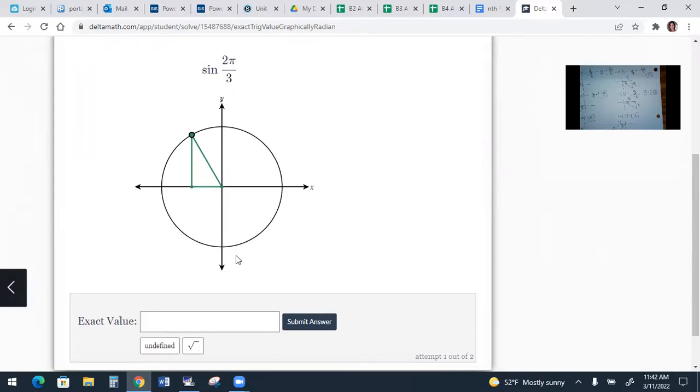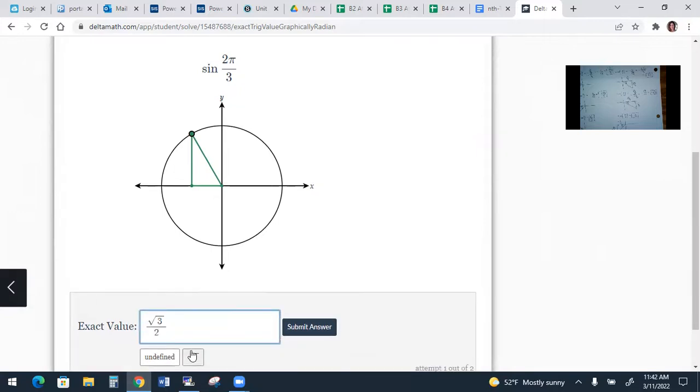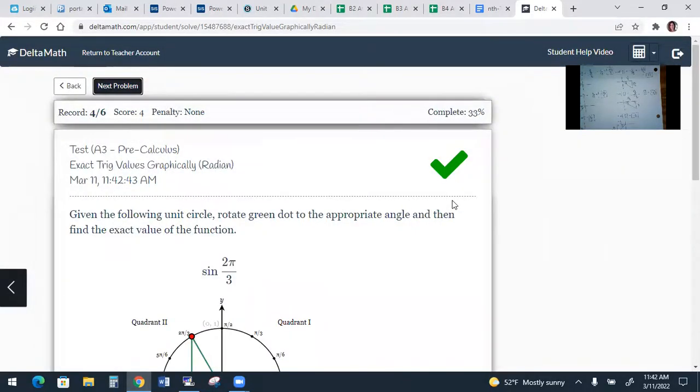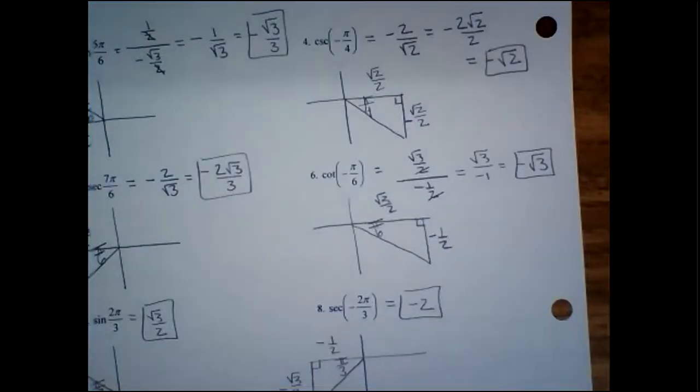And they keep giving us sine. Sine is the y value, so it's going to be square root of 3 over 2. Do you guys get how you're going to do that? Move the point and then type in the answer. And I think they're only going to give you sine, cosine, tangent. I'm not 100% sure. The other 3 might be in there. I don't know. Maybe they are. All the ones I just did were sine, so we'll see what happens.